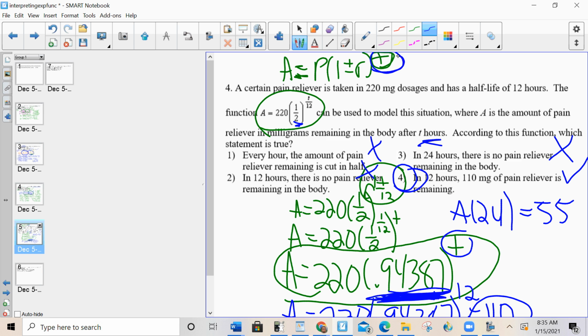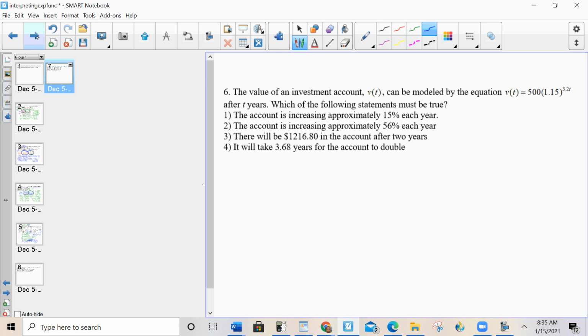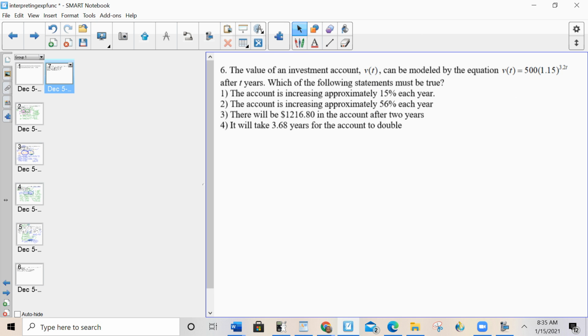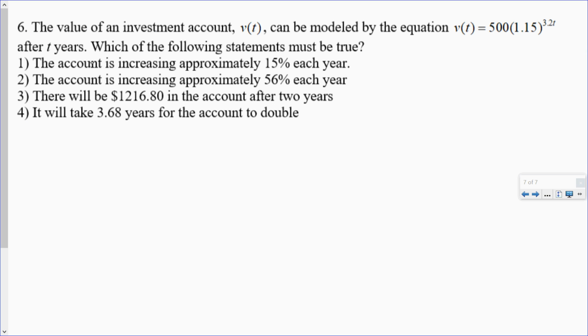I want you to take a look at number 6. The problem with number 6 is the fact that the exponent is not just t. So I want you to try number 6 on your own right now. Your first step is going to be to get just t in the exponent. Once you have that, you're going to go through each choice and see which one you agree with and which ones you don't. So please pause, try number 6 on your own, and then unpause.